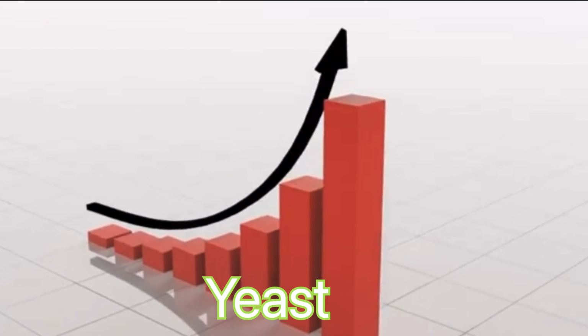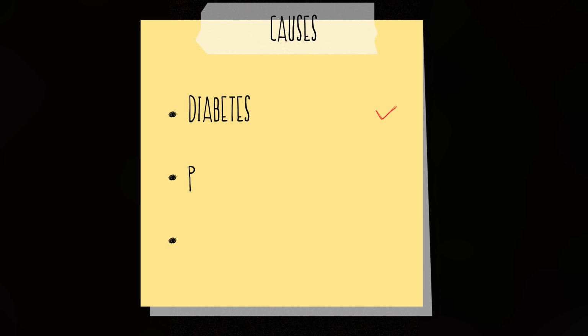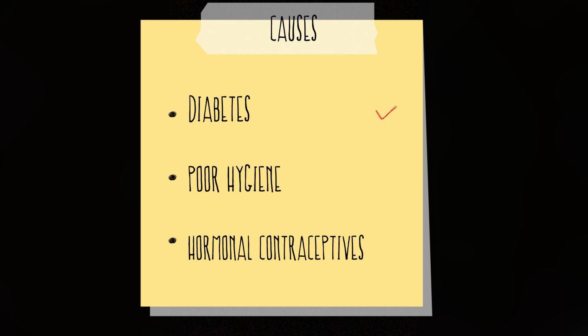When it kills the good bacteria in the vagina, there is an overgrowth of yeast which starts causing the symptoms. Another cause of candidiasis is when you're pregnant, because you have hormonal imbalance, thereby causing rise and fall of the pH level of the vagina. So there can be an overgrowth of the yeast in the vagina. Some other causes of candidiasis might be diabetes, poor hygiene, and taking hormonal contraceptives, especially the oral pills.